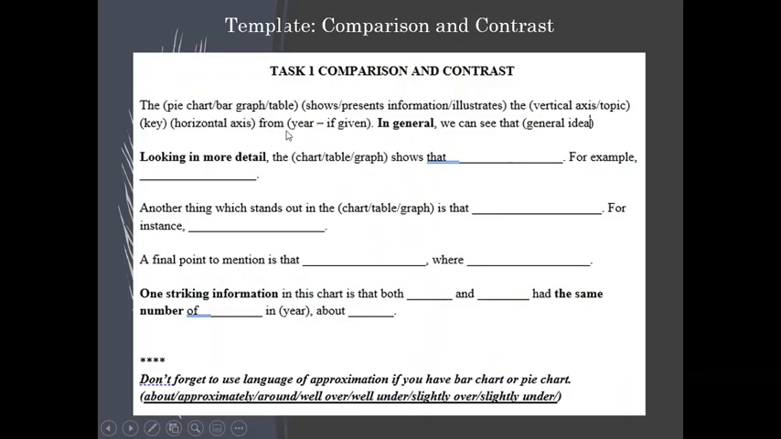from year, if given. Sometimes year is not given because sometimes in comparison and contrast, we are talking about averages. So if it's averages, sometimes they don't really provide the year. If the year is given, then you have to mention the year. If not, then you can leave it. So in general, this is your general idea. In general, we can see that. So what is your general idea then?